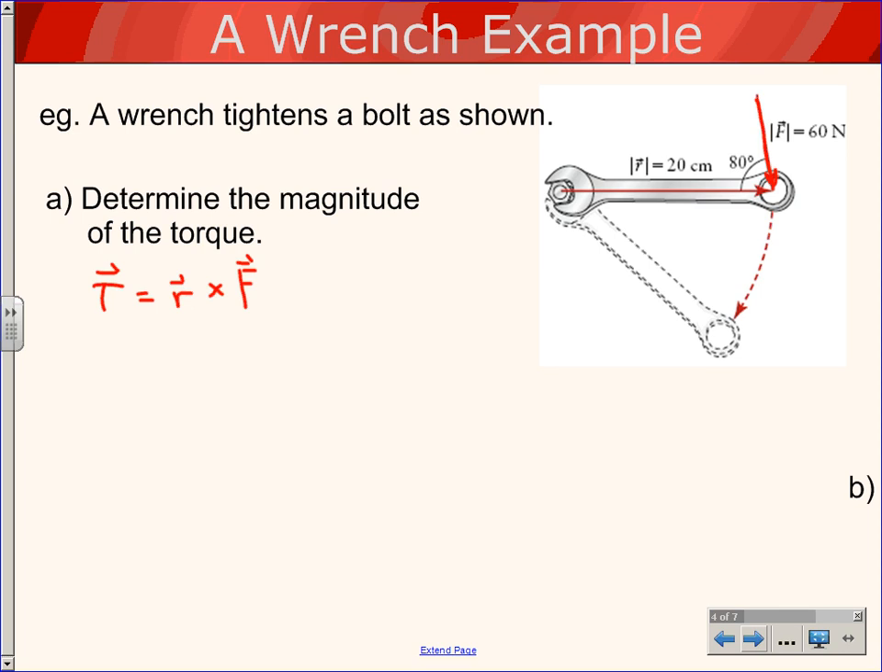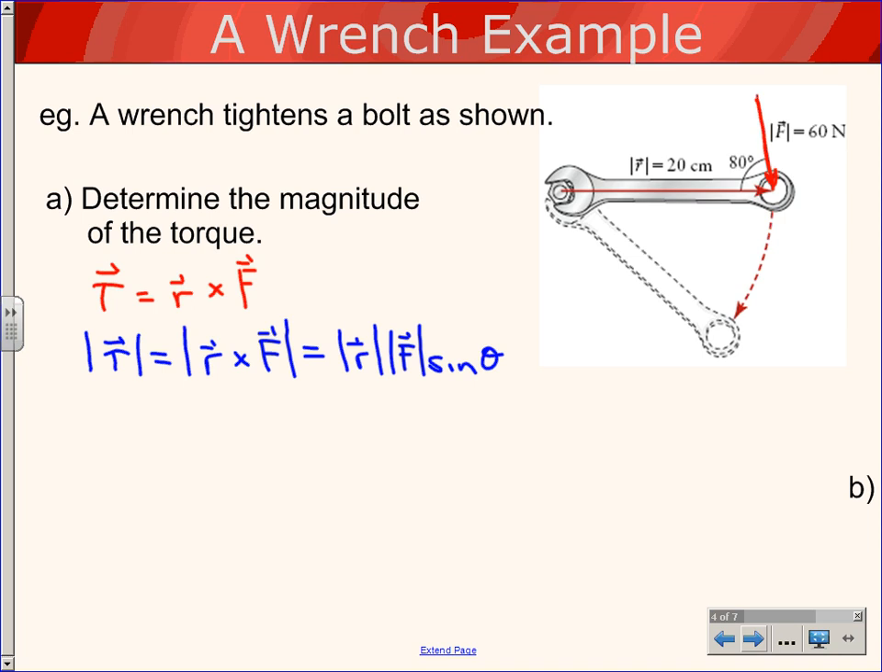So for us to calculate this, it's actually not too hard. We're going to get the magnitude first. So the magnitude of the torque is the magnitude of the cross product. And the way we calculate the magnitude of the cross product was we did magnitude of the first vector, magnitude of the second vector, times the sine of the angle in between.